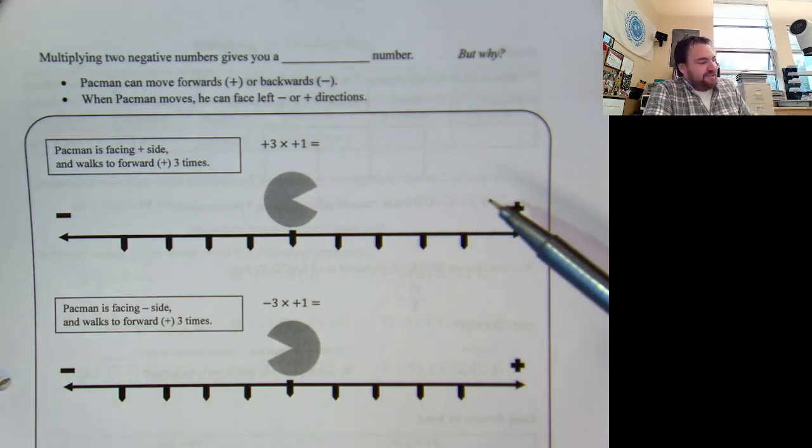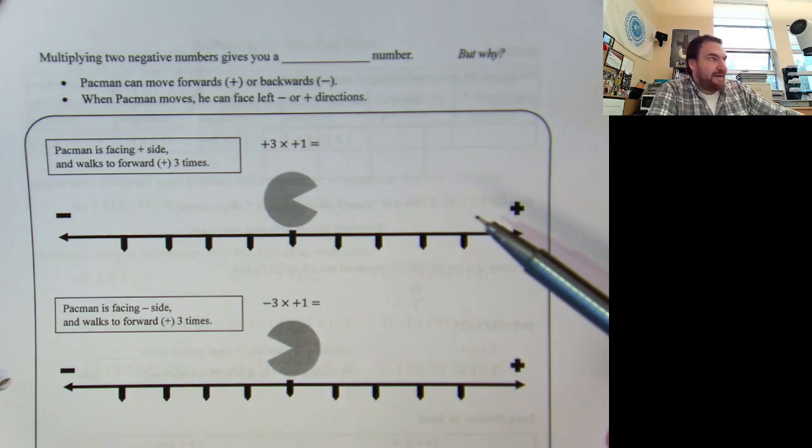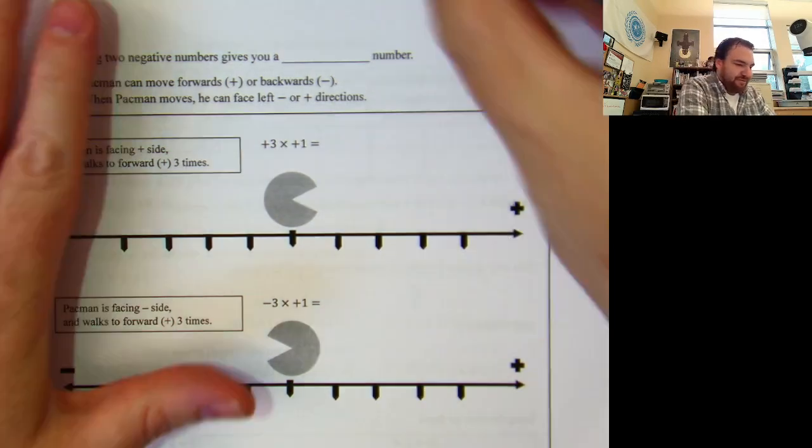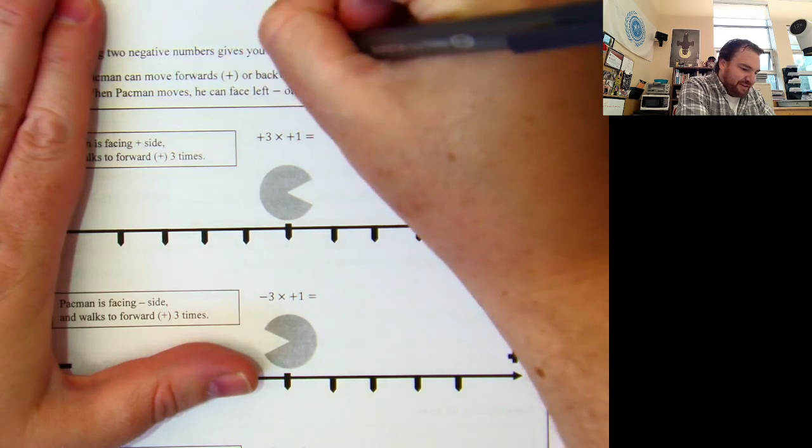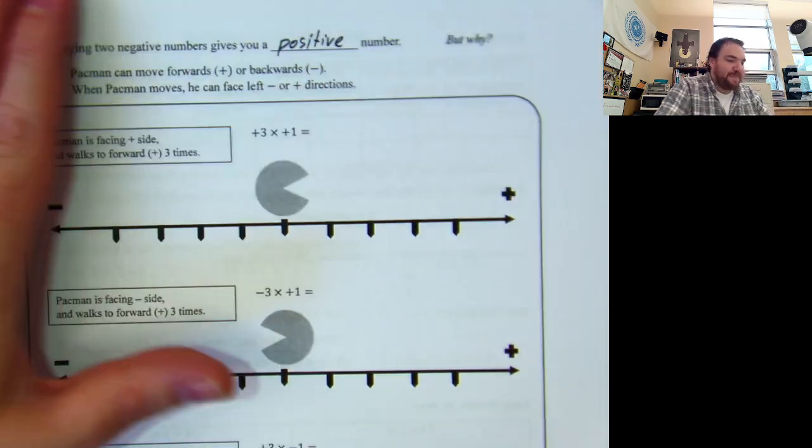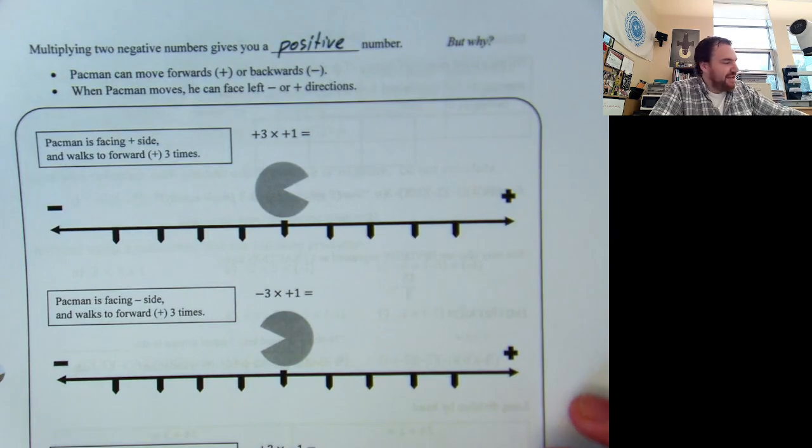Okay, here we go. Multiplying two negative numbers gives you a positive number. You said this on the previous page. But why the frig is that true?